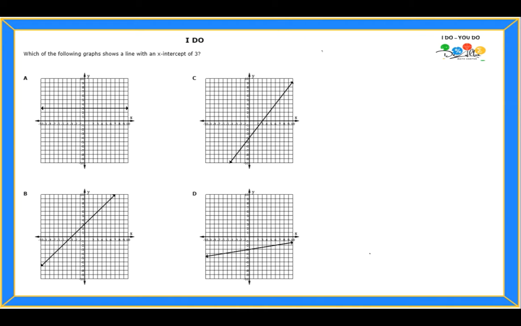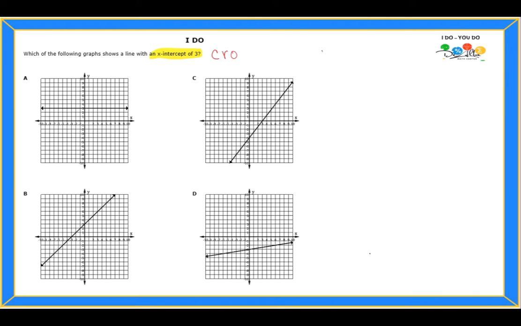Hello students, let's read the problem. It says, which of the following graphs shows a line with an x-intercept of 3? So what I'm looking for is an x-intercept. What does that mean? Well, it means that if I look at the lines that are given to me on choices A, B, C, and D, each one of those has a line. I want to find which one of those is actually crossing.